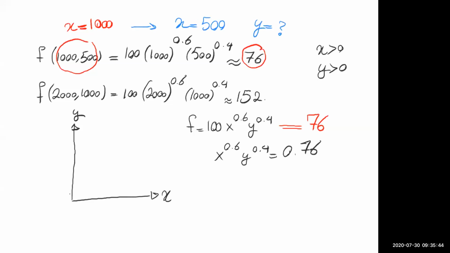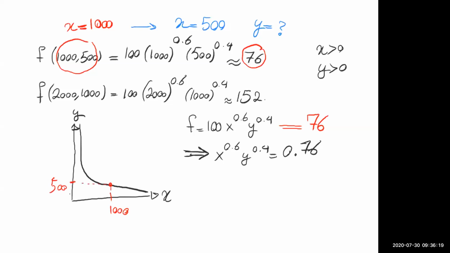So the level curve would be these things: x to the power 0.6, y to the power 0.4 equals 0.76. For these questions, these are more applied questions rather than theoretical questions, you can use a calculator or Wolfram Alpha or whatever to sketch the graph. It would look like a curve like this, for example, where x is 1000 and y is 500. We are at this point.